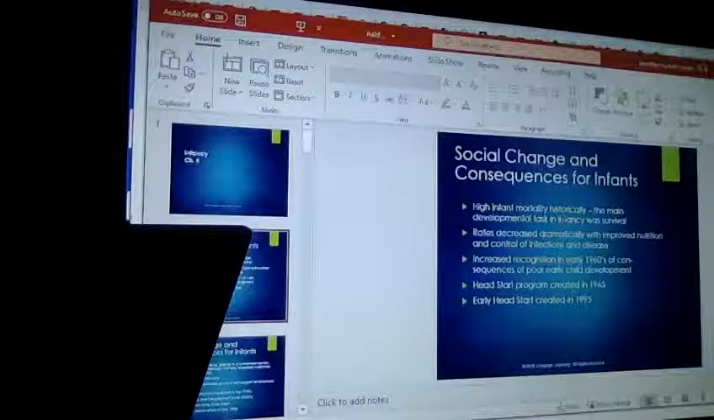And control of infections and diseases. Increased recognition in the early 60s of the consequences of poor early child development. So that's when I'm going to get into what they call ACEs. It's the adverse childhood experiences that we all could experience.